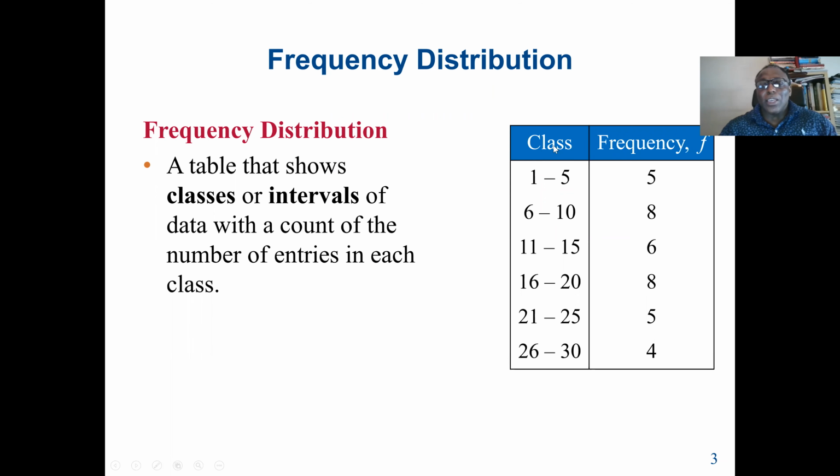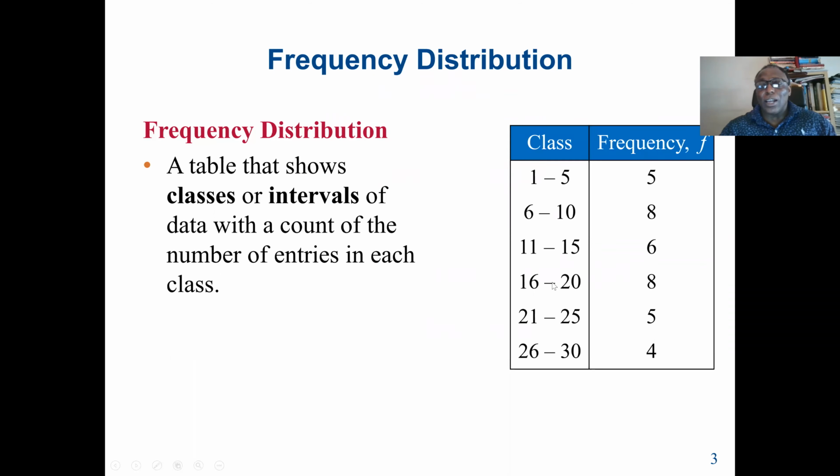So class will be, let's say if it's employees, employees that make salary between 10,000 to 20,000, that would be one class. Maybe from 20,001 to 30,000, that would be the second class, etc. In the data set given to us, maybe the minimum value is 1 and the maximum value is 30. So we were able to come up with the classes.